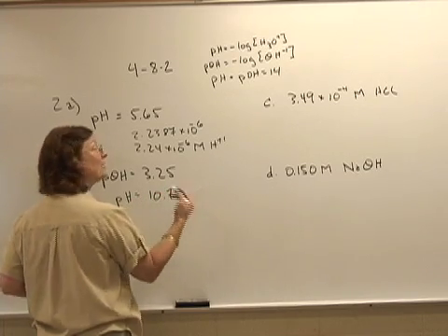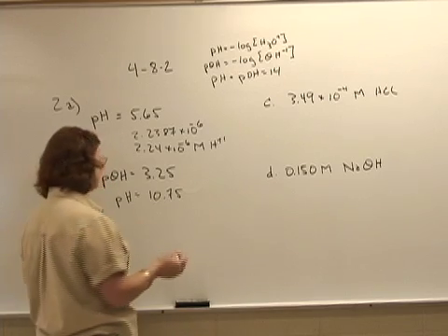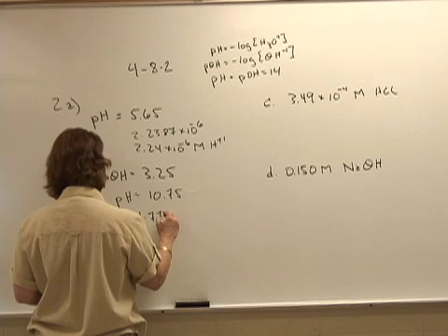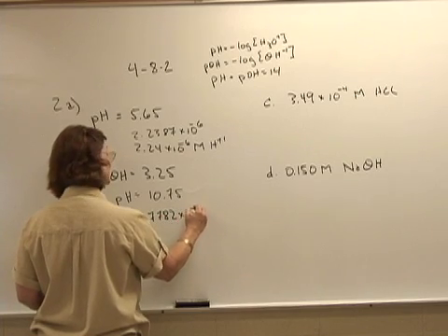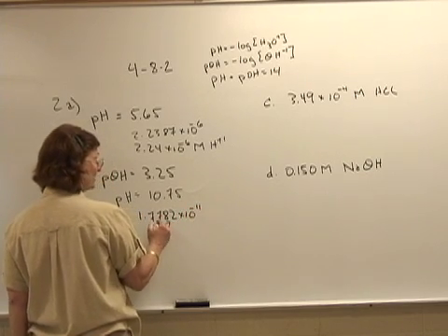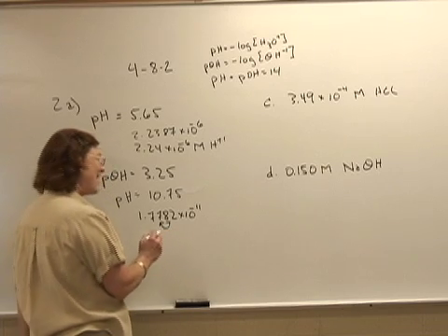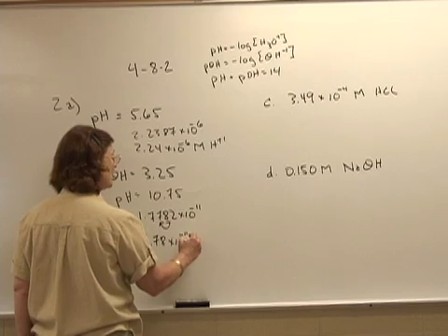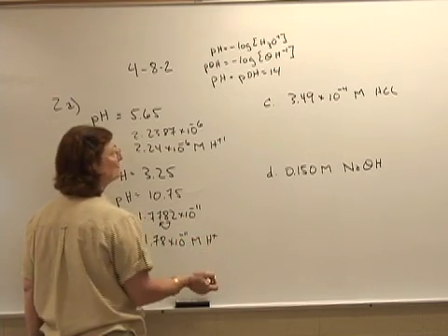10.75. Then I make the number negative and take the inverse log. And I come out with 1.7782 times 10 to the minus 11. Well, the 8 rounds the 7 up. And I get 1.78 times 10 to the minus 11 molar hydrogen ions.